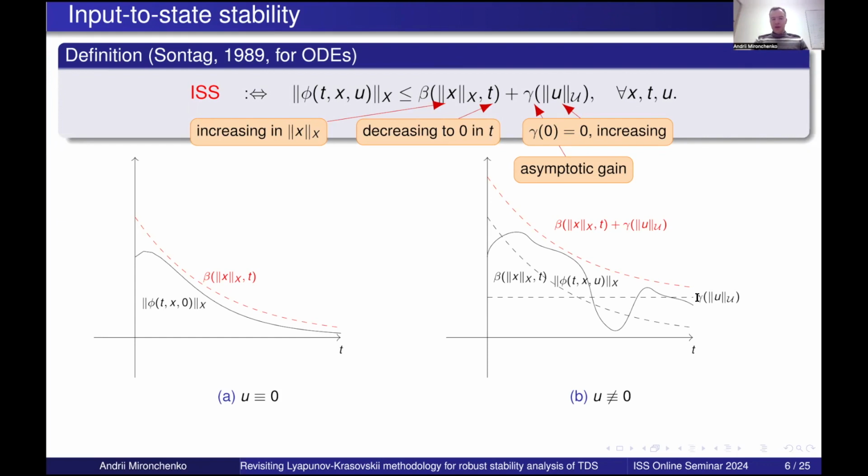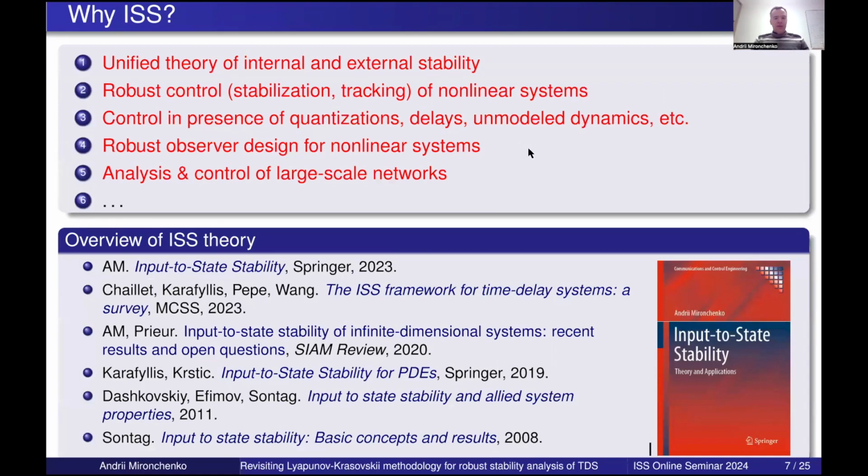This fact that input to state stability unifies both internal stability in the sense of Lyapunov, like global asymptotic stability, as well as the robustness with respect to external inputs, has made ISS extremely important for control applications, in particular for robust control and observation of nonlinear systems, for analysis and control of large-scale networks, for control in the presence of delays, quantizations, etc. There are several books and review papers on input to state stability, and let me just note these two most recent ones, like this book on ISS and this survey on ISS of time delay systems, which appeared in MCSS this year.